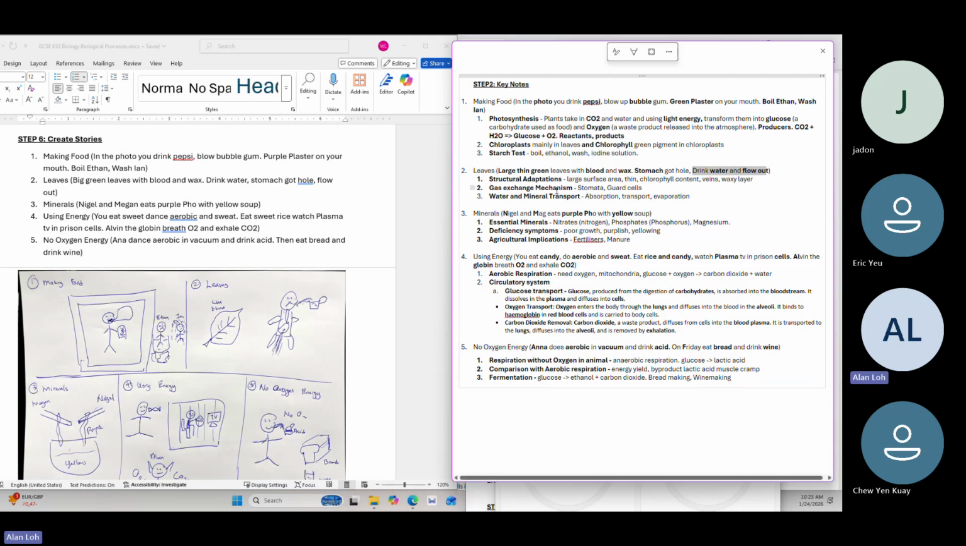So what does it mean? It means the structural adaptation, mainly for the leaf. So you have a large thin green leaf. This explains 3 things: large surface, thin leaf, and having chlorophyll content. I'm sure by now you know why a large surface is important for the leaf, why a thin leaf is important, what the chlorophyll content is, and what the function of chlorophyll is. And it's green in color. By now, I think you should know that chlorophyll is green.